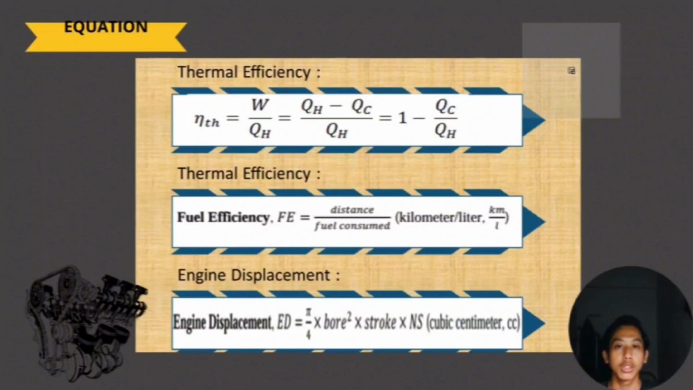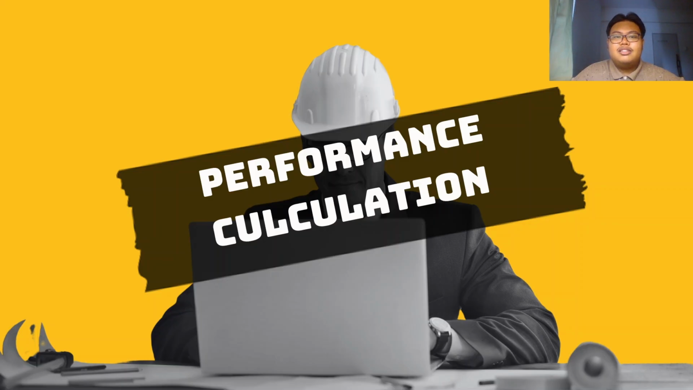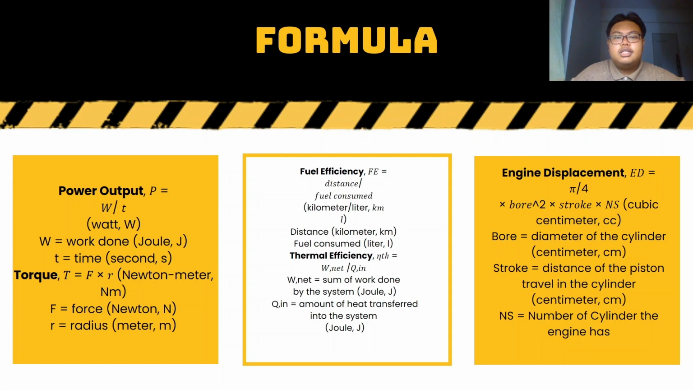Now I will talk about the equations. The equations used are thermal efficiency, fuel efficiency, and engine displacement. When discussing ICE, or internal combustion engines, there are many calculations that can be made regarding this topic. Here are some of the calculations, including power output, torque, fuel efficiency, thermal efficiency, and engine displacement.